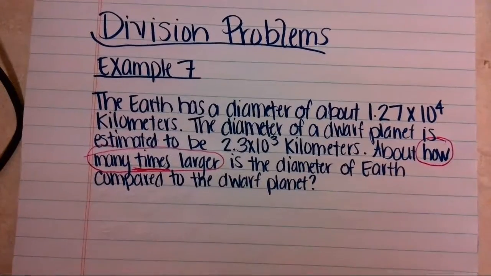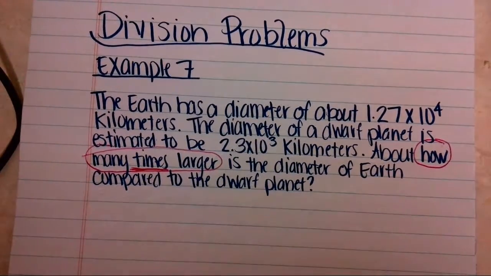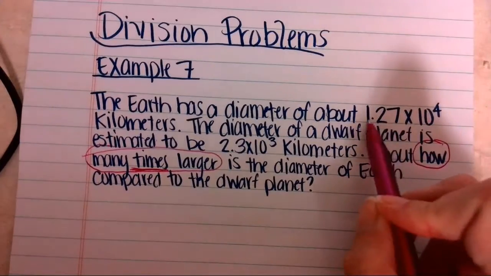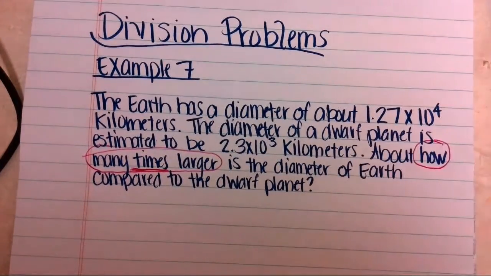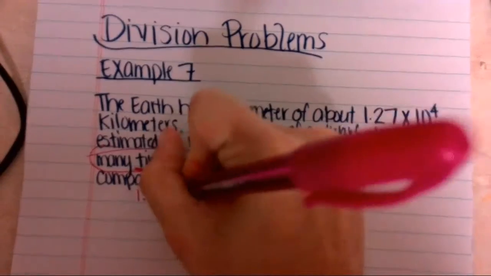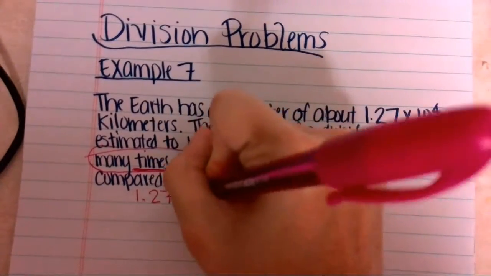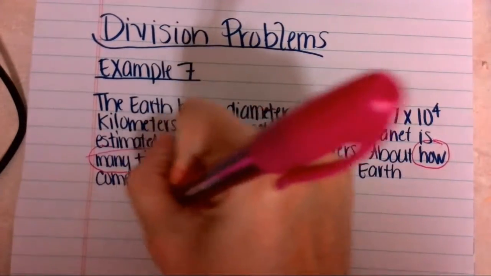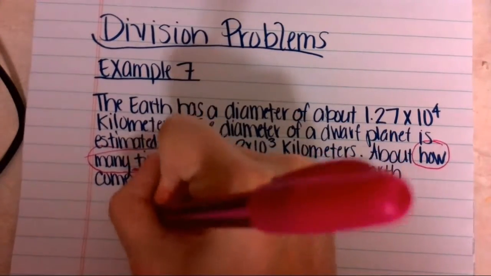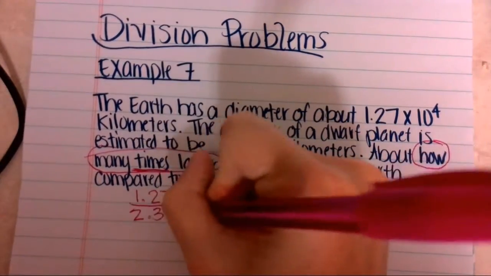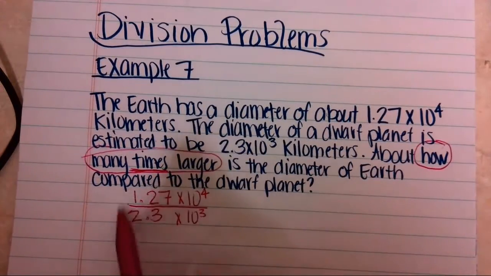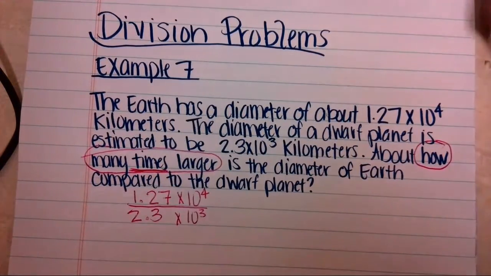I think these are my favorite problems to work because I get to line them up nice and neatly. So Earth is 1.27 times 10 to the 4th. So 1.27 times 10 to the 4th. And on the bottom, I'm going to put 2.3 times 10 to the 3rd. Okay, again, we don't expect you to be able to do this in your head, so I'm going to use my calculator.